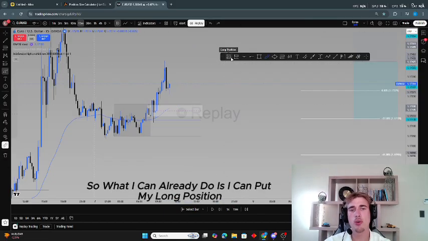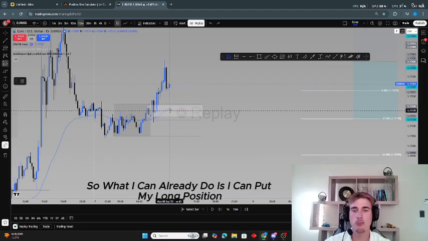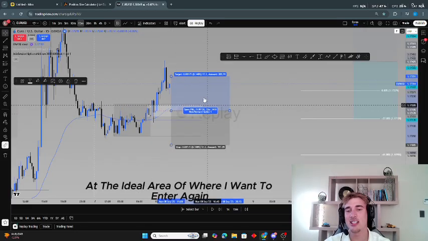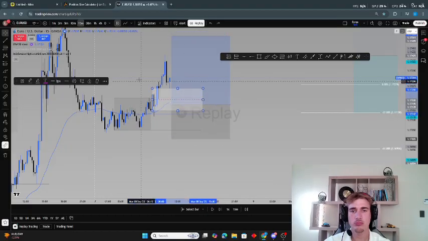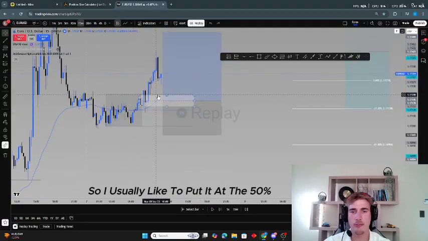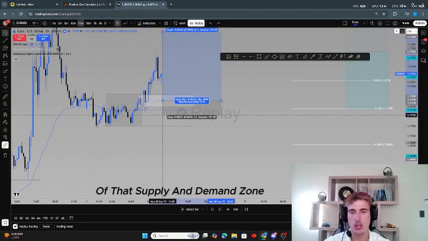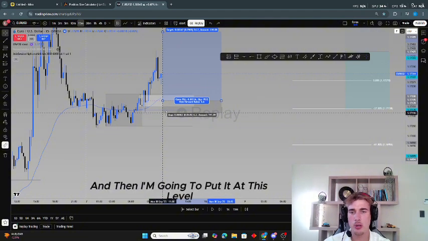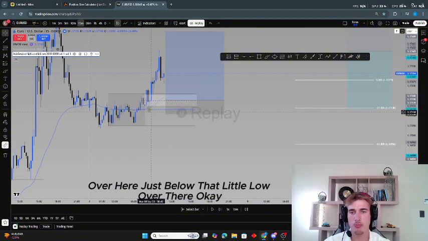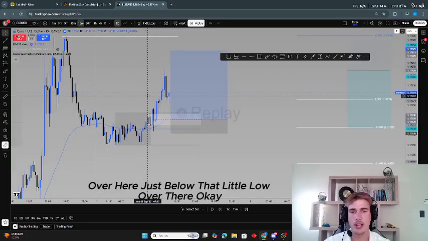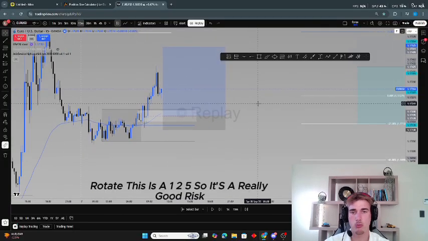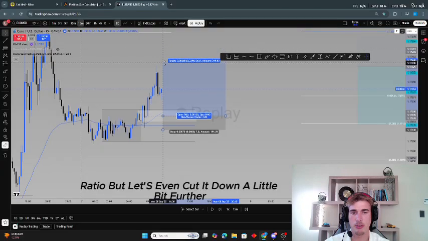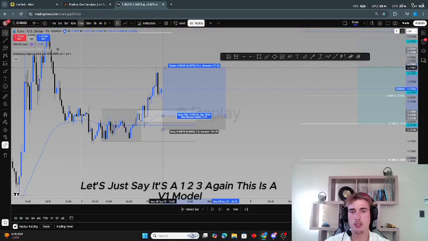So what I can already do is put my long position at the ideal area of where I want to enter. Again, I usually like to put it at the 50% of that supply and demand zone. And then I'm going to put my stop at this level over here, just below that little low over there. Okay. So we want to see price rotate. This is a 1 to 5. So it's a really good risk to reward ratio, but let's even cut it down a little bit further. Let's just say it's a 1 to 3.